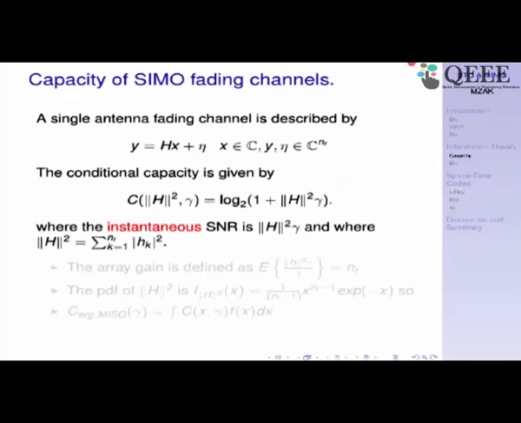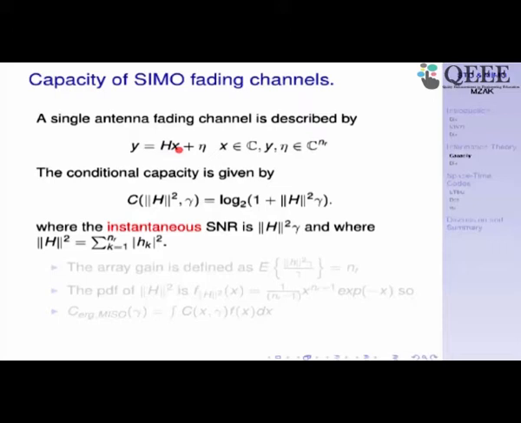Now let us go one step ahead. I am taking a single input multiple output fading channel. So we have the received signal y as a function of h and x, where x is a single variable and y and eta are n_r vectors. Okay, n_r rows, one column. So this is the channel model. So what is h? What are the dimensions of h? Remember, x is a scalar because it is single input multiple output. So h would be an n_r cross 1 vector.